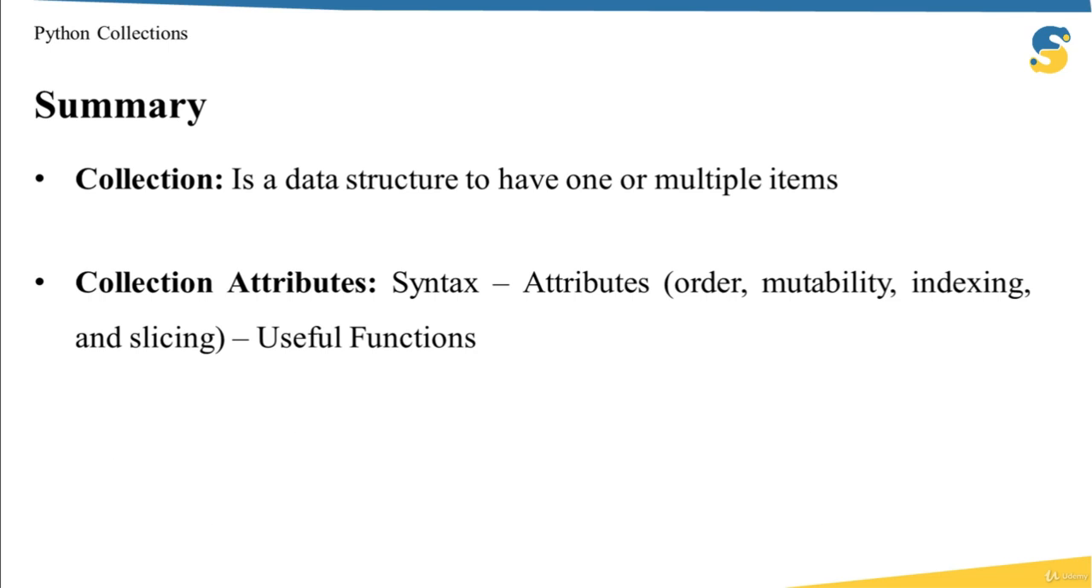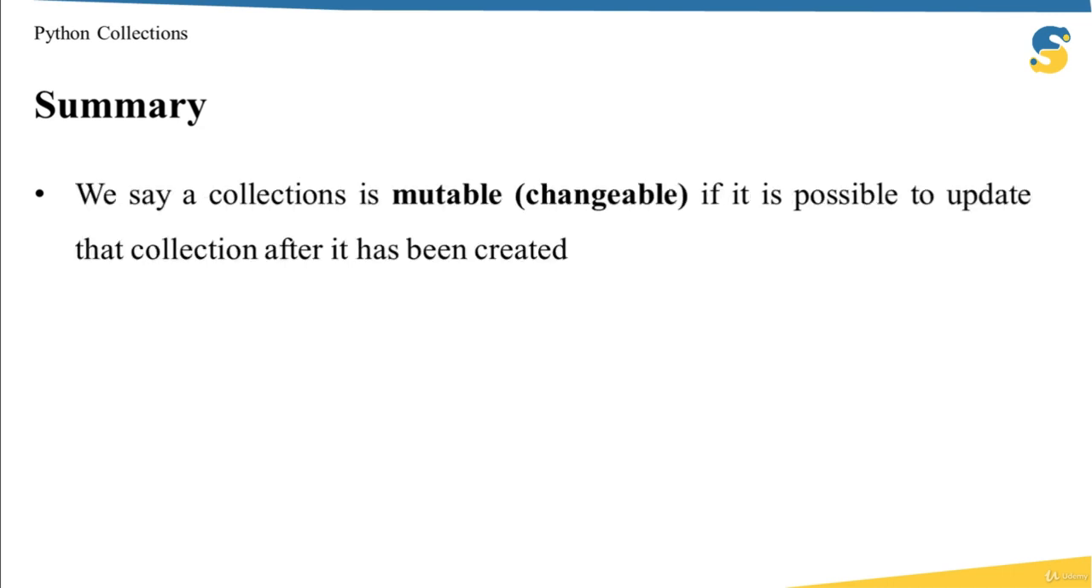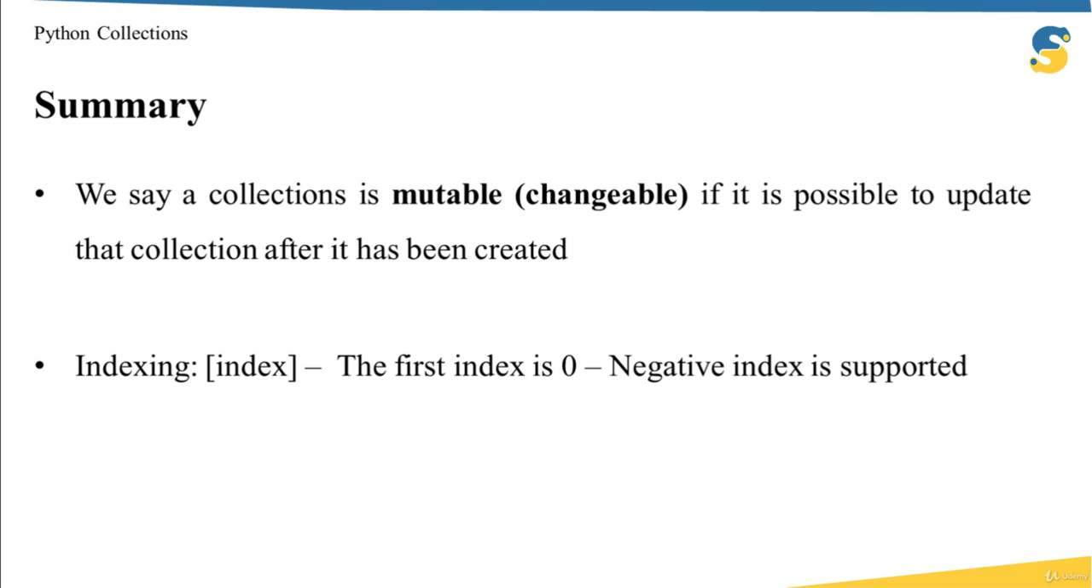We say a collection is ordered if it has a sequence of items where each item has its own known and fixed location in that sequence. We say a collection is mutable if it's possible to update that collection after it has been created. We say a collection is an indexed collection if you can use an index to get access to each individual item in this collection. In Python, the index starts from 0, and Python also supports negative indexing.